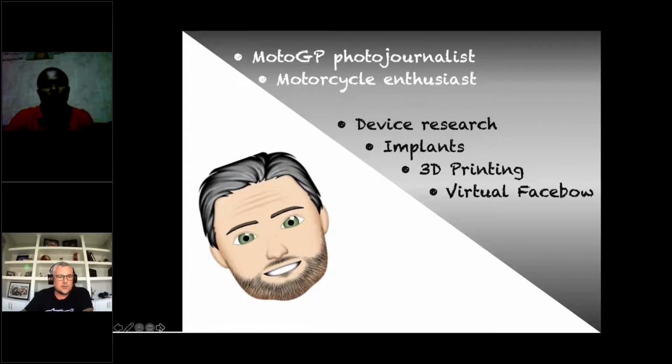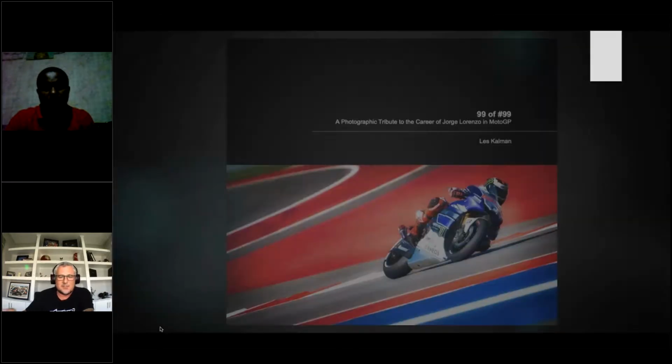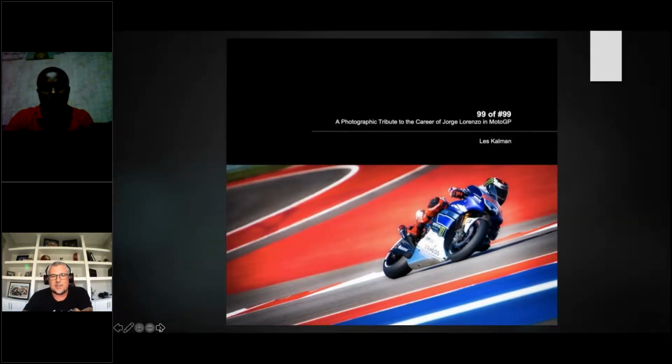I'm also a motorcycle enthusiast. I enjoy it a lot. This pandemic gave me some extra time, so I was able to put another book together. This is Jorge Lorenzo, and he's hung up his riding boots. So I put together 99 images of number 99. If there are any MotoGP fans out there, this is a QR scan code so that you can get hold of that book.